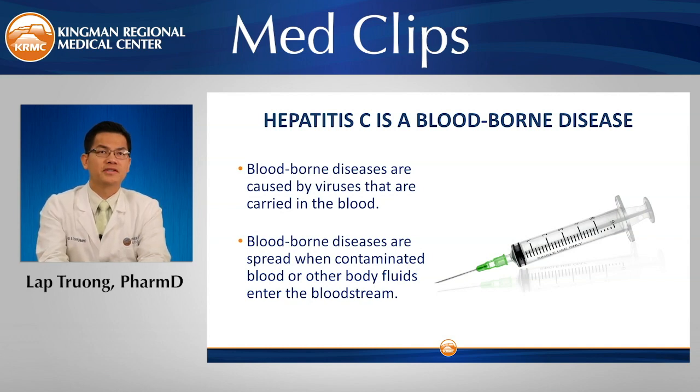Also, the second bullet on this slide is that blood-borne disease spreads through contaminated blood or other body fluid entering the bloodstream. For example, if you work with someone who uses needles and shares needles with other people, and a person who starts using the needle is infected with hepatitis C, that will be another very common way for a person to get infected.